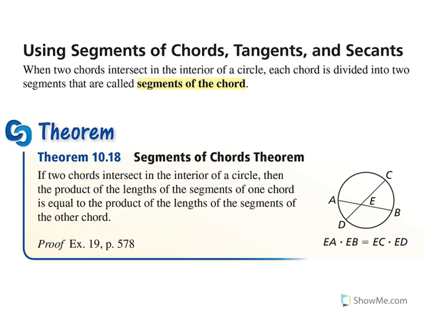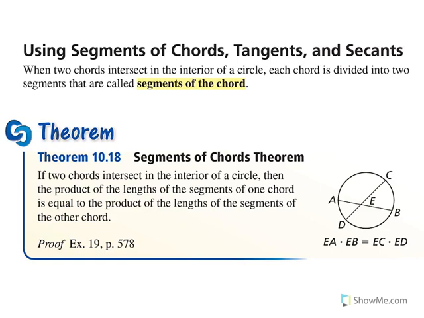So in this first theorem, we have the segments of chords theorem. We have two chords. Remember, chords have endpoints on the circle. Both endpoints have to be on the circle's edge. And so whenever we have two chords and they intersect, it's going to form little segments that are also proportional, and we can make an equation in order to multiply them and be able to solve for a certain part.